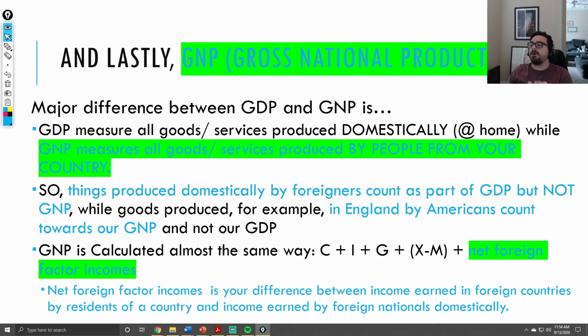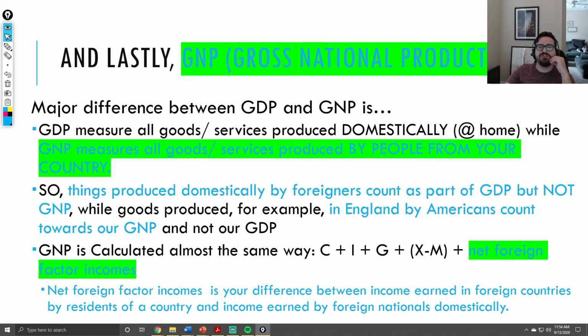Now again, this can include our businesses. Like I mentioned, a Ford factory in Mexico doesn't count for our GDP. That can count for our GNP. A Toyota factory in Plano doesn't count for our GNP, but counts for our GDP, and it also counts for Japan's GNP. So people or businesses, that's an important caveat, can also be businesses from that country.